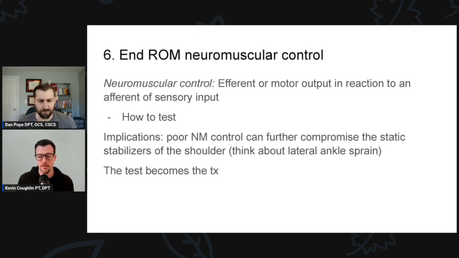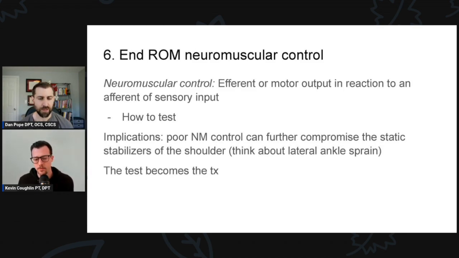We can do a little bit of rhythmic stabilization testing. Again, I think it's best done with eyes closed so they can figure out that they're relying on their proprioceptive system and see if they can control that input with good motor output. And because your ligaments and joint capsule have a lot of joint position sensory tissue in there, that's something that's going to be impaired.